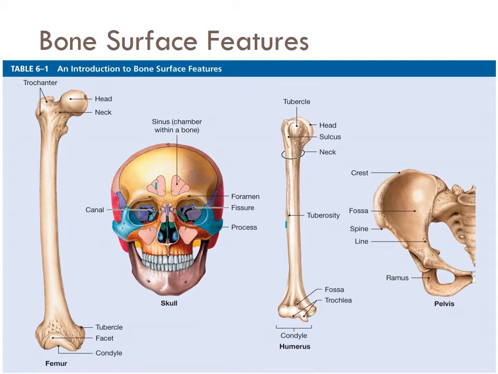And last, we have a line. So this ridge here is a line. So it's sort of where this part of the bone comes to an edge and then it kind of angles and goes down again. So it makes this prominent line. So right there is considered a line.